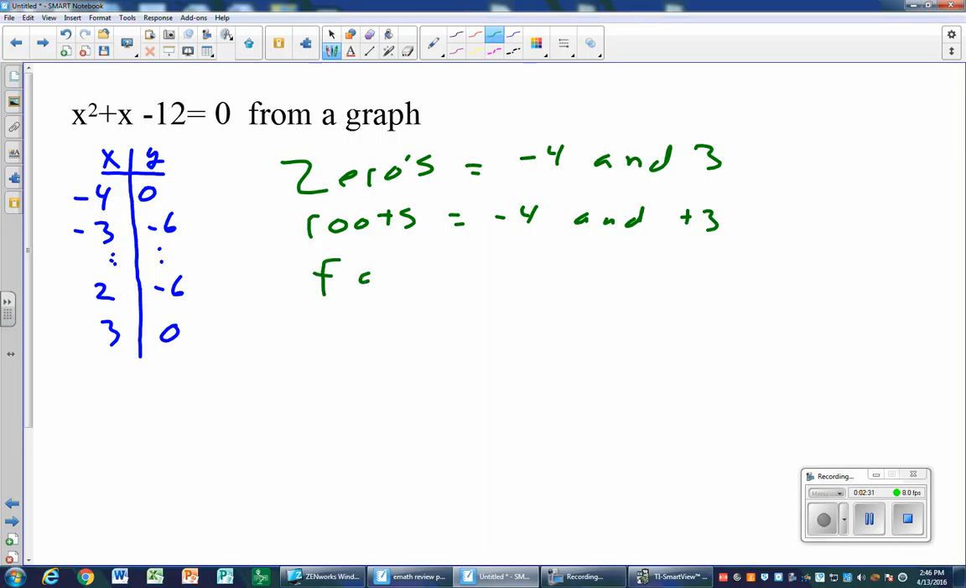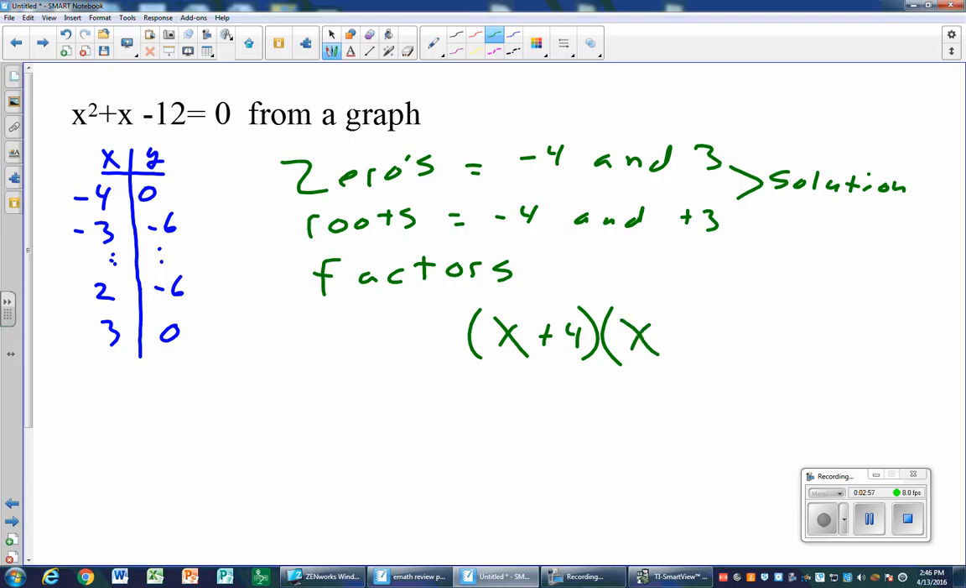We know, therefore, since the zeros or the roots are those, which happens to be the solution, the factors from this problem are just the opposite of the roots. If a root is -4, a factor is x plus 4. If a zero is 3, then a factor is x minus 3. It's the opposite.